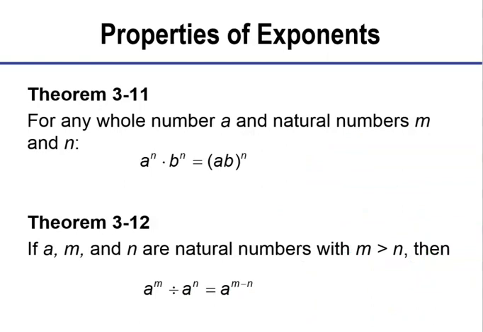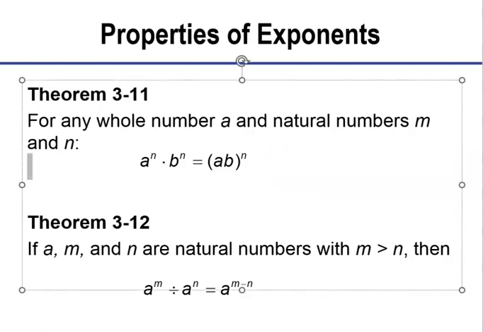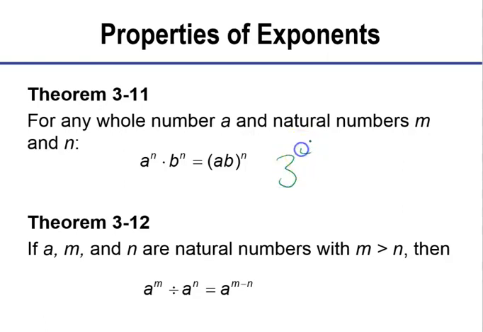And the properties of exponents don't end. Here's another one. For any whole number a and natural numbers m and n, if these both have the same exponent, notice they are both n's, then you could write that together as ab times the single exponent. So for instance, if you have 3 to the 4th times 5 to the 4th, you are allowed to write that as 15 to the 4th power. But these exponents now, this is important, these must match to be able to pull that off.